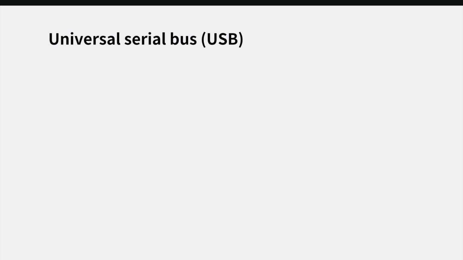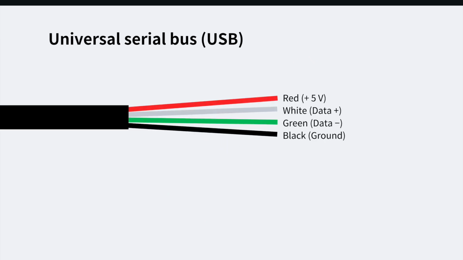Okay, there's an example of serial data transmission, the Universal Serial Bus, USB. Also, USB allows both half duplex and full duplex data transmission. So if you cut a USB cable, you can see four wires inside. The red and black ones are for power, and the other two, the white and green ones, are for data transmission.